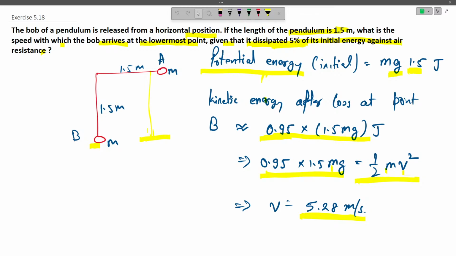This question is again about efficiency. When the ball falls through a height of 1.5 meters, what would be the final kinetic energy at position B? It is given that 5% of the energy gets dissipated, so only 95% remains. So we multiply 0.95 by the initial potential energy, which equals the final energy. Since this potential energy is converted into kinetic energy, we can equate it to half mv square and then find the terminal velocity.